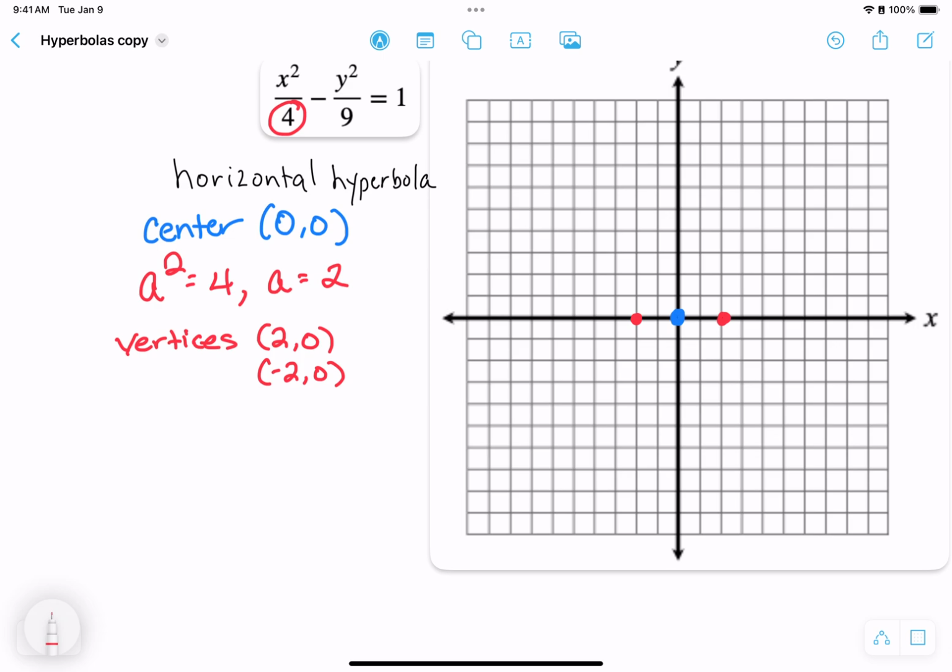I'm going to do the same thing for the co-vertices, but using our b squared value, which is 9. If b squared is 9, then b is 3. And so from the center, which is at 0, 0, I will count up and down 3. So I go up 1, 2, 3, and put a point. So I have a co-vertex at 0, 3. And then I'll count down 3 as well to get the other one. That's a co-vertex at 0, negative 3.